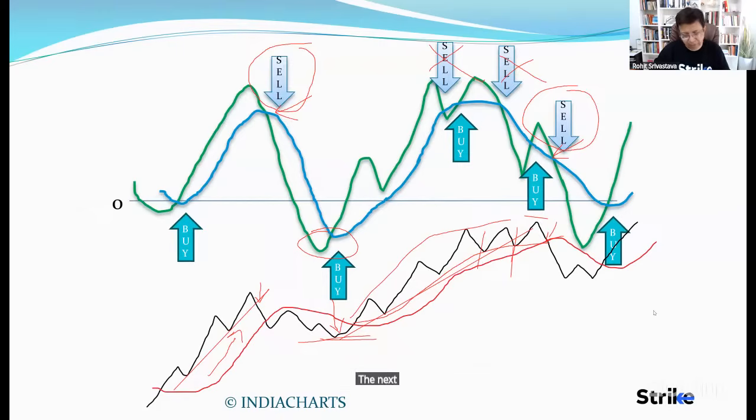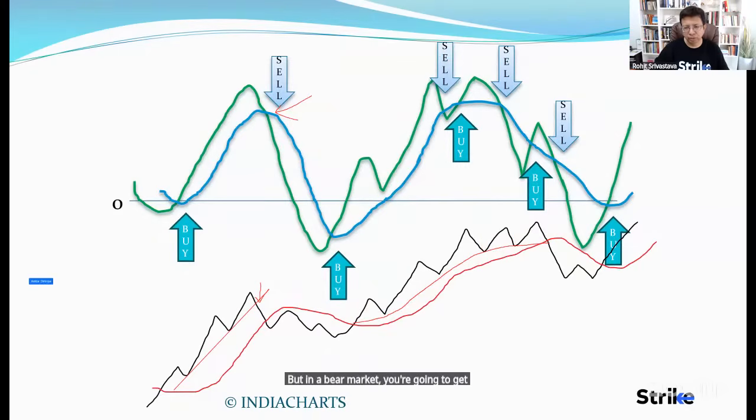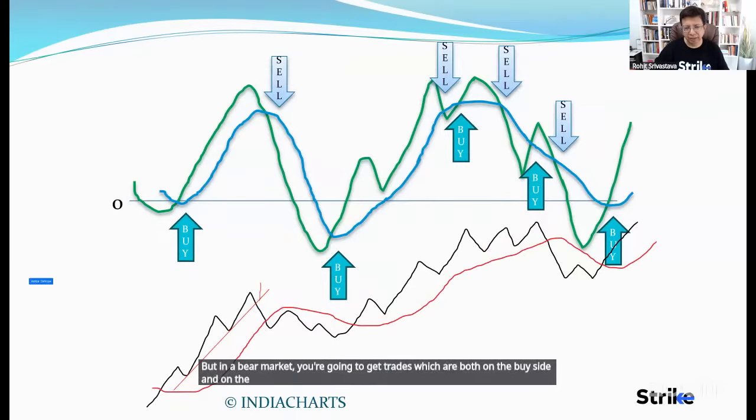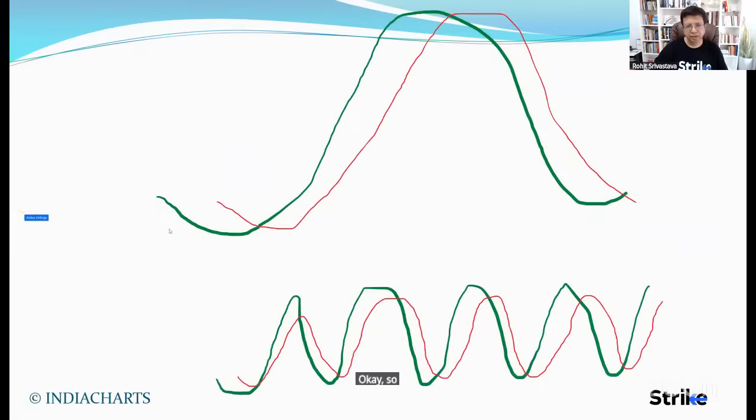The next thing is which side do we trade? See, here I've talked only about bullish and we are in a bull market, so it all makes sense. But in a bear market, you're going to get trades which are both on the buy side and on the sell side. So when you get both buy side and sell side trades, which ones should you take and when? The answer lies on the higher time frame. Okay, so what is a higher time frame?